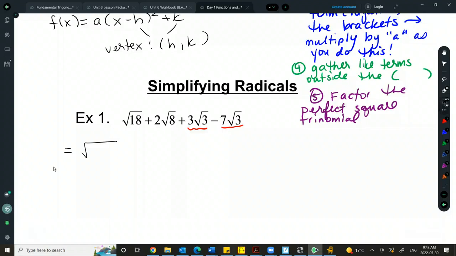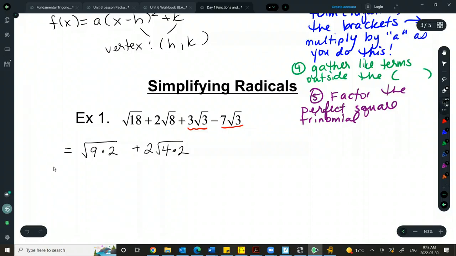9 and 2. Are there any perfect squares inside of 8? 4 and 2. And I'm actually going to add these together. So if I have 3 root 3 minus 7 root 3, it's the same thing as the expression 3x minus 7x. I'll get negative 4x. So similarly, we keep the radical value and we just subtract the numbers in front. So 3 minus 7 is negative 4, and I'll keep that root 3 on the end. I have 3 root 3's, I'm subtracting 7 root 3's, I now have negative 4 root 3's.